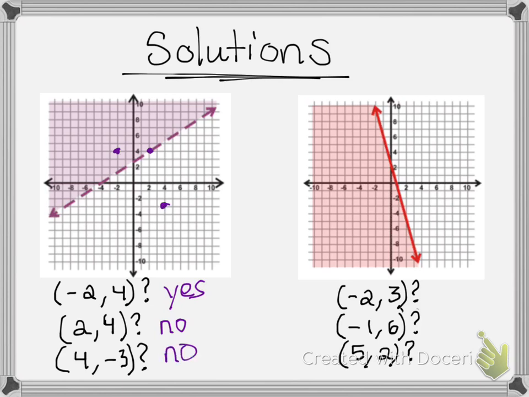Let's look at this graph over here. (-2, 3). Well, that would be right there. Is that in the shaded region? Yep, so it's a solution. What about (-1, 6)? Well, if you notice, it's right on top of that line. But guess what? It's a solid line. So therefore, yes, it is a solution. And then what about (5, 2), which is right here? Nope, not in the shaded region. And that's it.